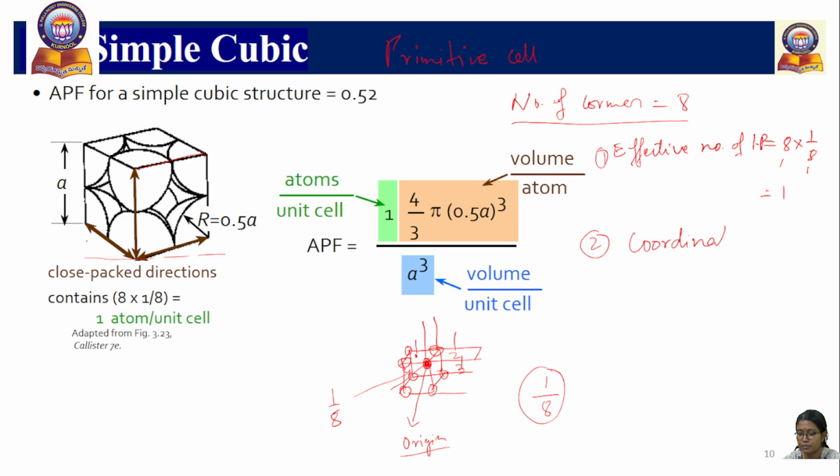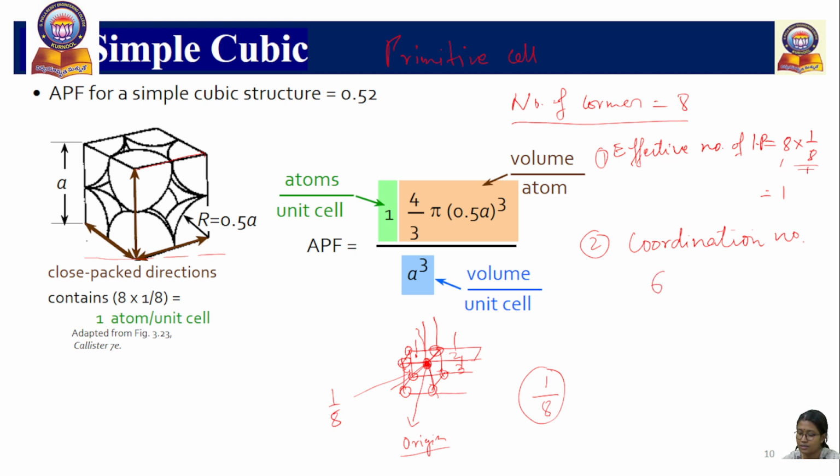Coordination number means nearest neighbor, right? So if we take this corner atom only, how many corner atoms is it touching altogether? Left, right, top, bottom, front, back. The student has a confusion: ma'am, it is shared with 8 unit cells, that's why you took 1 by 8, and now you are saying coordination number is 6.